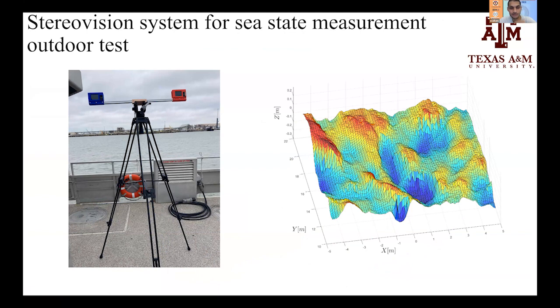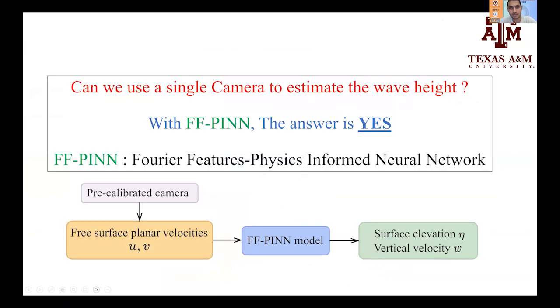As we've seen before, the stereo vision system is based on a two-camera system. So the question is, can we use only a single camera to estimate the wave height? The answer is yes, using the Fourier feature physics-informed neural network. And this is the big picture of this paper.